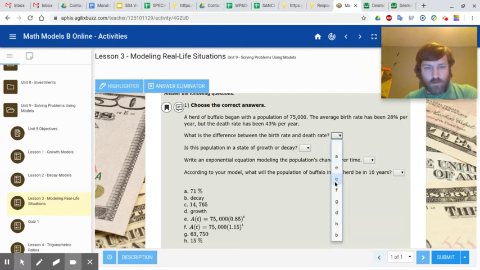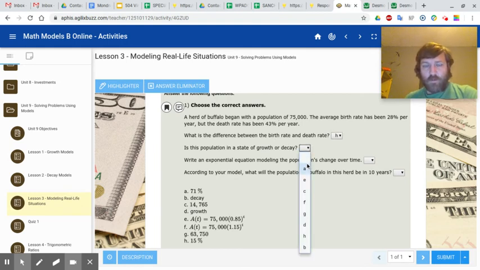So next, is the population in a state of growth or decay? Very simple. If the death rate's higher, it's decay. If the growth rate's higher, or the birth rate is higher, it's growth. So this is decay because the death rate is higher. So we're going to do B. So that tells us something already.